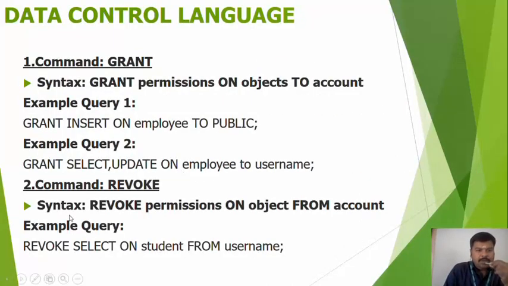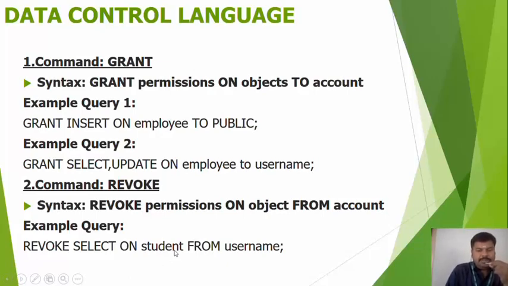The next command is REVOKE, that is REVOKE permission ON object FROM account. So you are granting a permission and you can revoke it. For example, REVOKE SELECT ON student FROM username. This is an account and student is an object. So these are the two commands that are used in DCL.